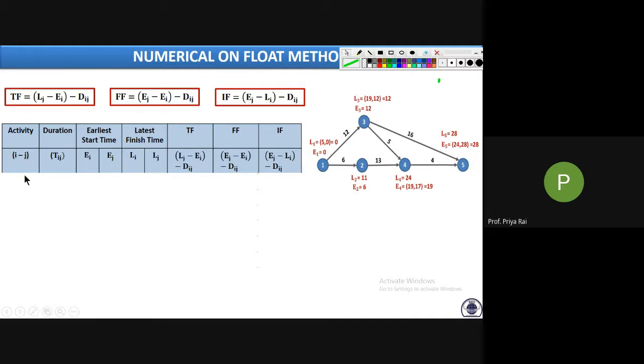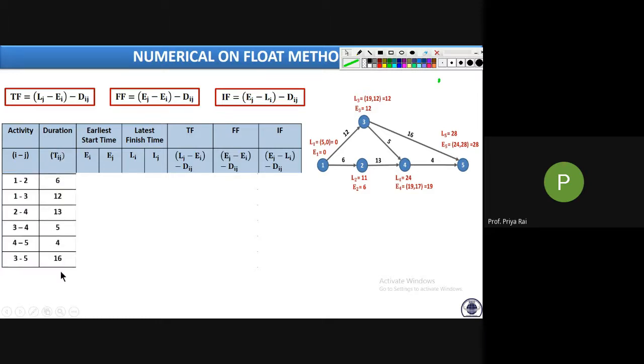Now this was given, only this was not given. Three values were given, we have converted them into Tij and we will put those values here, only the single value.